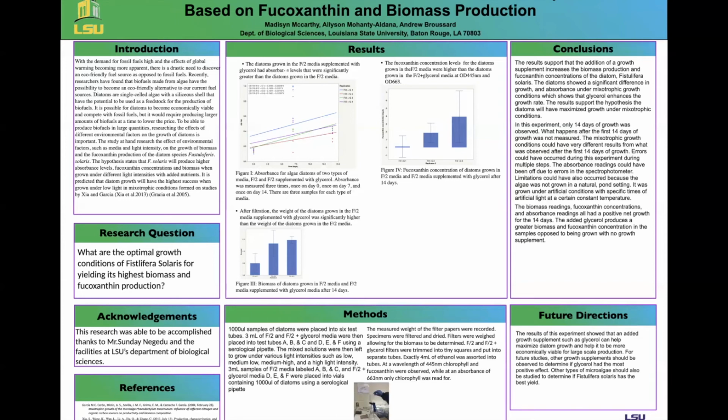So basically, the biomass readings, fucoxanthin concentrations, and absorbance readings all had a positive net growth for the 14 days with the added glycerol. In the future, other growth supplements should be studied to see if glycerol had the most positive effect. Also, other types of microalgae besides F. ciliaris should be studied to see if they have a greater yield or they're more efficient in diatom production. And also, the diatom should be grown in different conditions, like weather conditions, to see what temperature it grows best under.